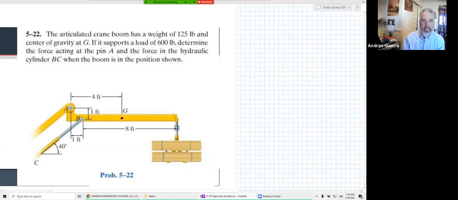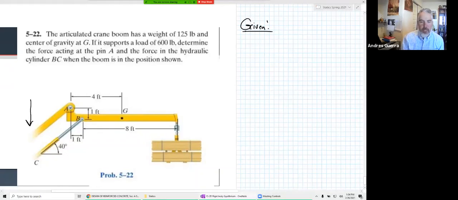Determine the force acting at the pin A and the force in the hydraulic cylinder BC when the boom is in the position shown. Now, they just kind of show stuff over here. Notice how it's just kind of disappearing off the page. When we write our given information, which is what we're going to do right now, we're going to redraw all this stuff.